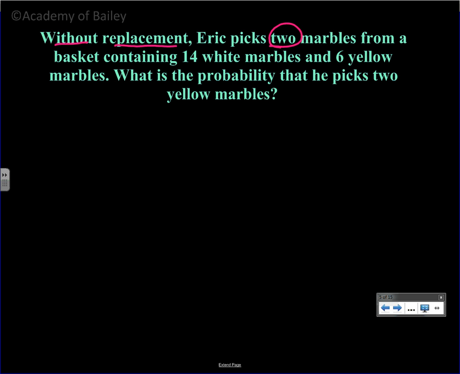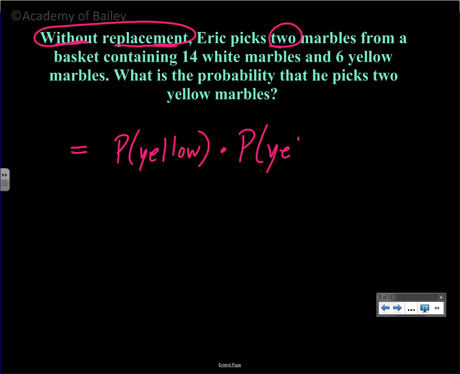So if he's picking 2 marbles, we know that that's either independent or dependent, because there are 2 events happening. And this without replacement means that the probability of getting the second yellow marble is going to be affected by the probability of not replacing the first marble. So let's look here. Without replacement. So we should say the probability of yellow is being multiplied by the probability of yellow, given that you've already pulled a yellow marble out.